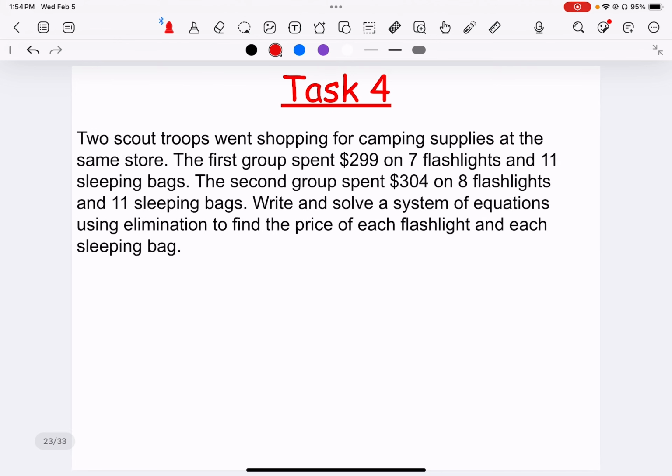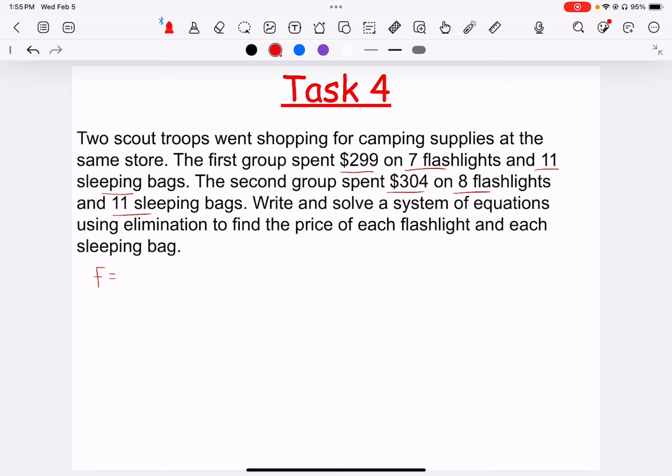Last problem. 2 scout troops went shopping for camping supplies at the same store. The first group spent $299 on 7 flashlights and 11 sleeping bags. The second group spent $304 on 8 flashlights and 11 sleeping bags. Write and solve a system of equations using elimination to find the price of each flashlight and each sleeping bag.